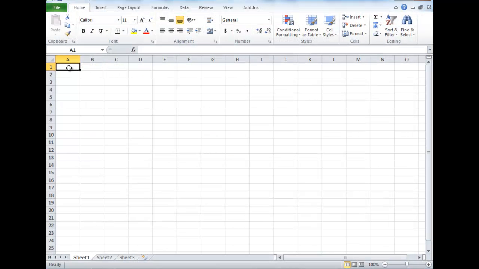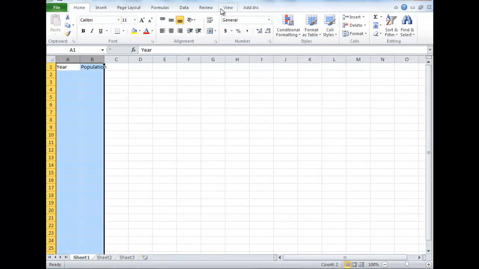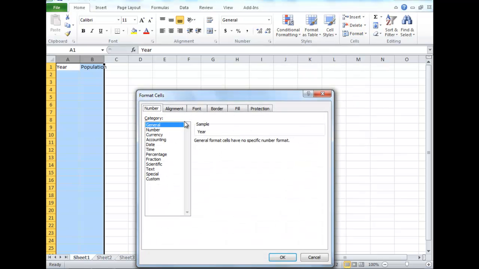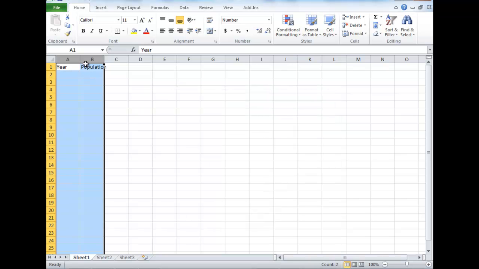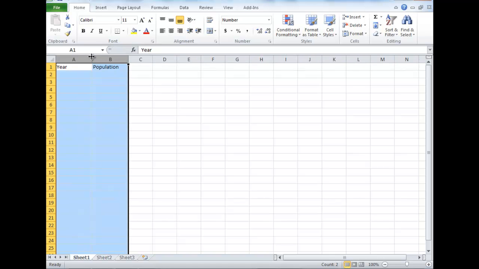And here's your spreadsheet. We've got a year, and we've got population. Let's stretch this out and make sure these things give us enough figures. I'm going to go to the cell format and make sure we're looking at big numbers. I want numbers with lots of decimal places, as much accuracy as we can get here. Okay, and then let's make these columns a little bigger.